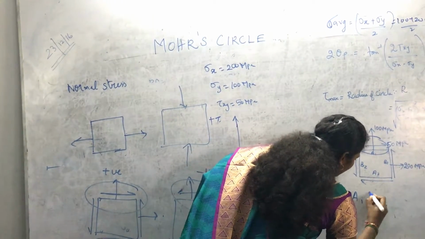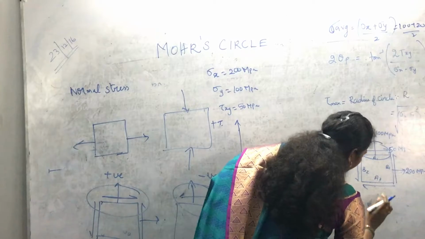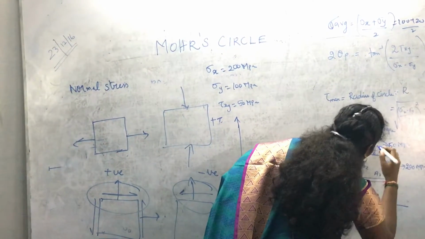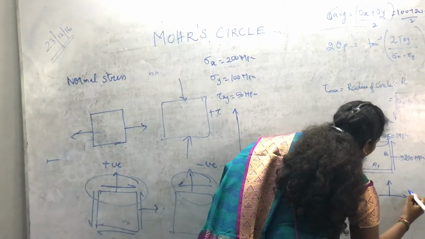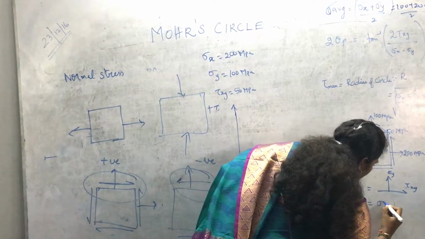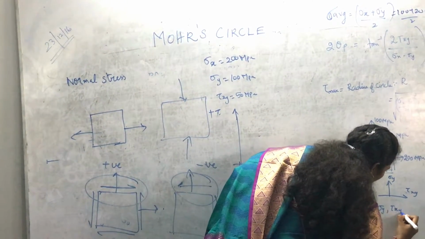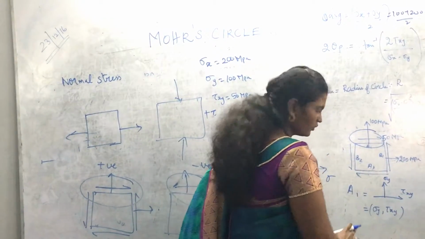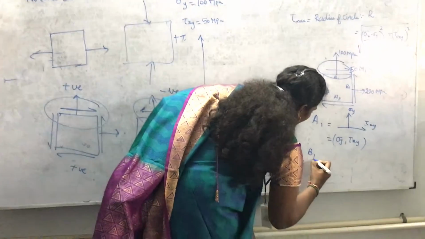A1 is nothing but the plane it is moving on. How we need to find the A1 coordinate is, sigma y is there and tau xy is there. So your coordinate will be sigma y comma tau xy. Since everything is in positive mode, we are having the positive. Then we take the B1.